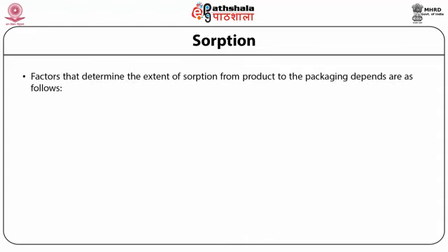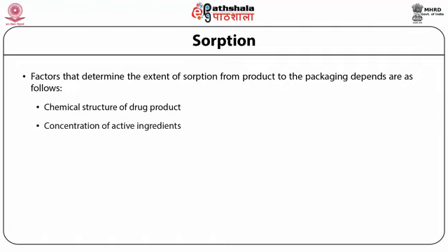What are the factors that determine the extent of absorption from the product to the packaging? They are as follows. First one is the chemical structure of the drug product. One should be very careful, or should know what the structure of the drug product is, and what active groups are present on that structure of the drug.